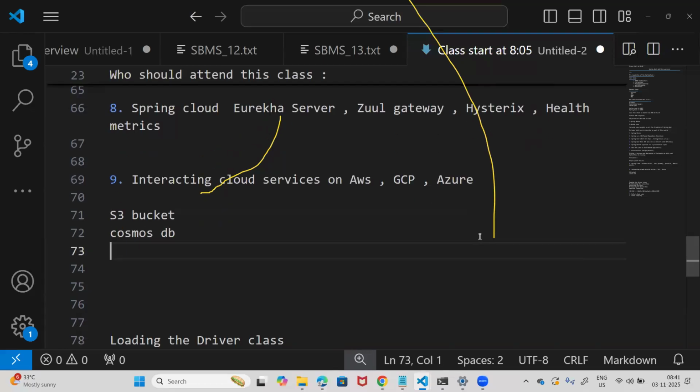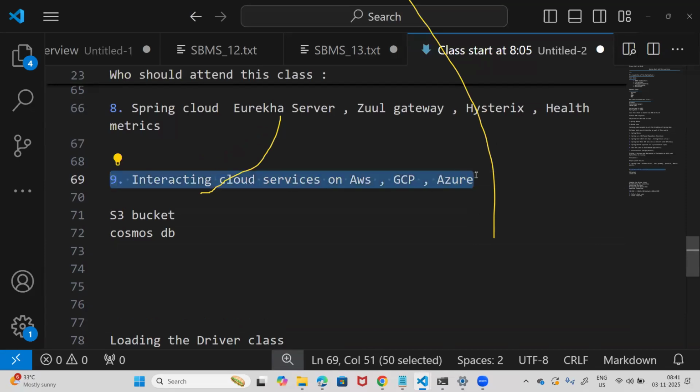SNS and SQS services are there, sir. Yes, actually in this concept, at that time we'll see how much depth we can go. We'll go, guys. I can't promise everything beforehand, but I will try to get as many insights as possible related to interaction with cloud services, guys.